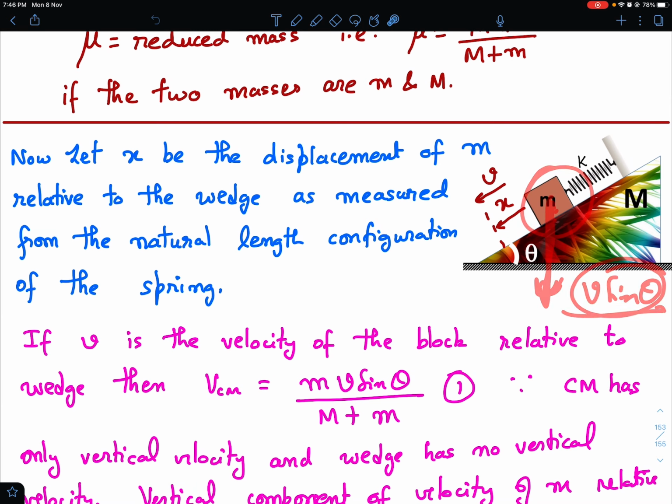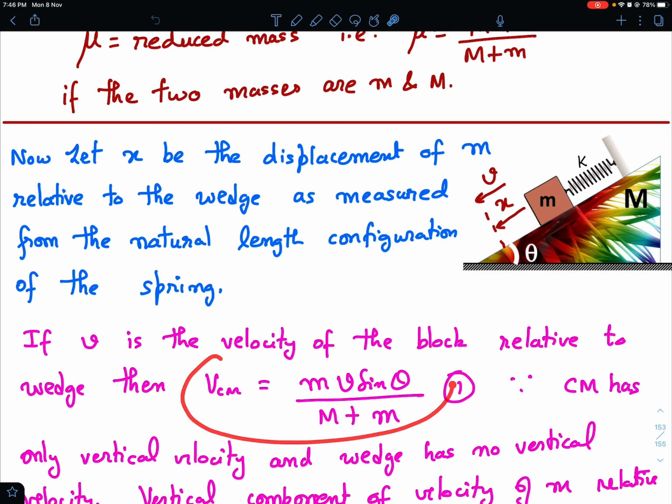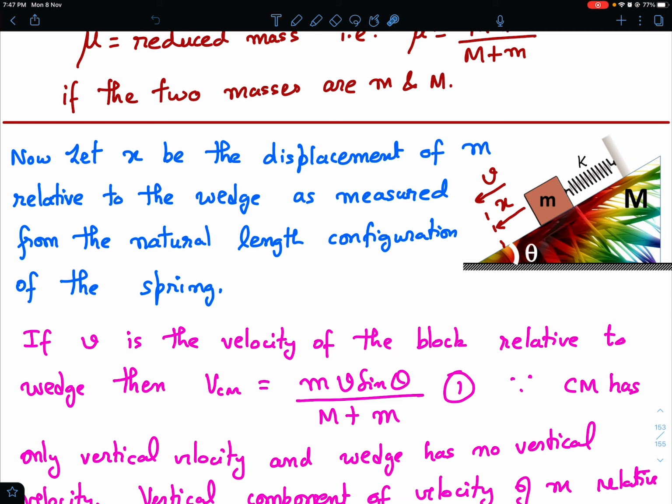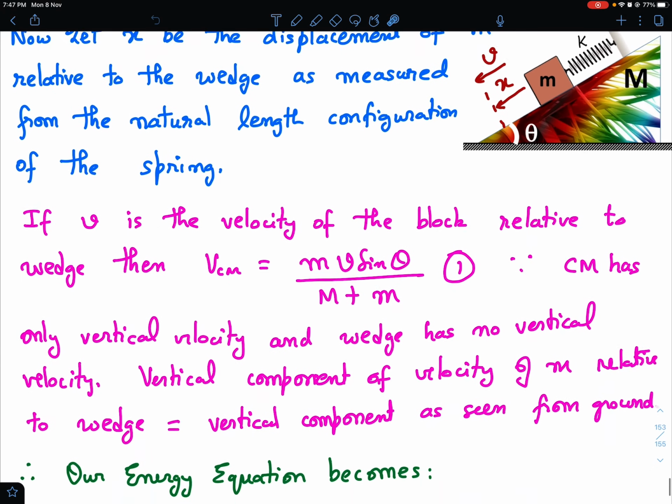So that means what? That means the velocity of center of mass of this system in the vertical direction becomes V_CM equal to small m v sin theta upon capital M plus small m. I hope this is clear. The velocity of center of mass in the vertical direction, right? And horizontal velocity is of course 0. Okay, so this is the first term that I'll be requiring for kinetic energy.